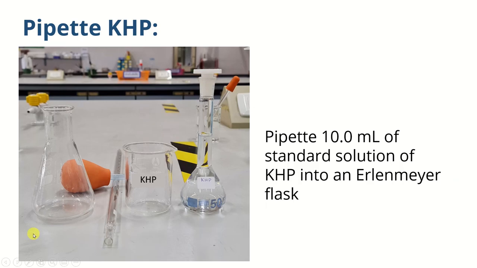Now prepare the sample. You're gonna titrate sodium hydroxide with KHP. So this is the KHP that you prepared. You're gonna have to pipette 10 milliliter of this standard solution into a conical flask, you need a pipette bulb, a flask.